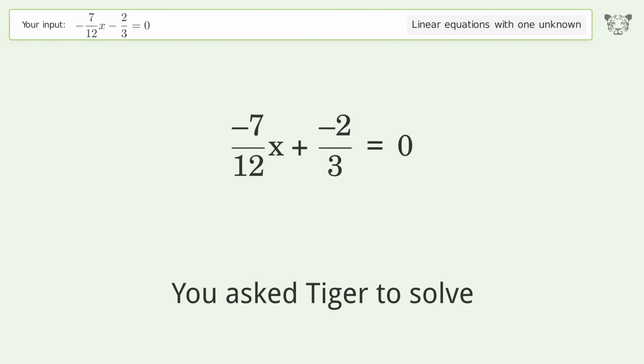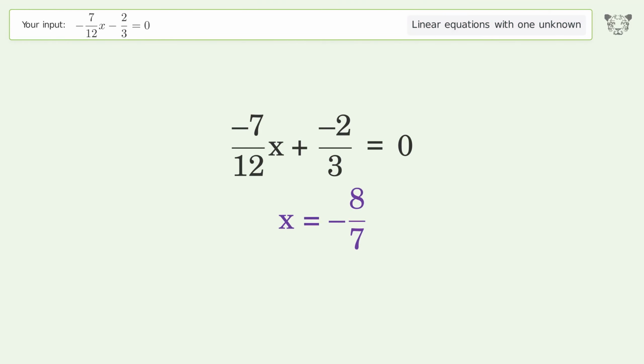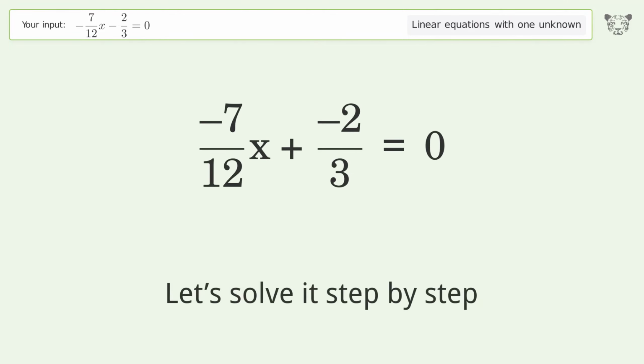You ask Tiger to solve this. This deals with linear equations with one unknown. The final result is x equals -8/7. Let's solve it step by step.